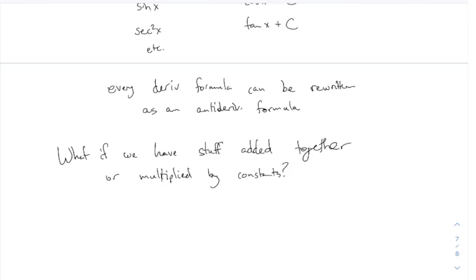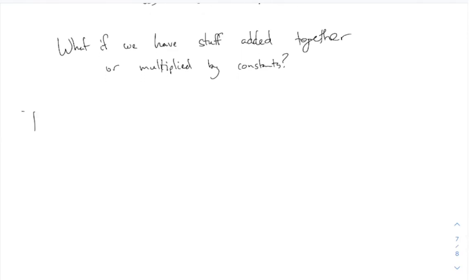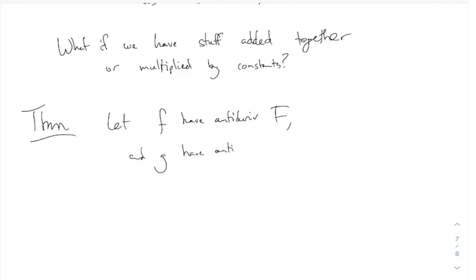It turns out these are handled very nicely, for the same reason that the derivative works nicely when you're adding things together. If you're actually multiplying two functions, you have to use the product rule, which is a pain. But if you're just adding, you don't have to do anything special. You just add up the derivatives. The same is true for the antiderivative. So I'm going to write this as a theorem here. I'll say let little f have antiderivative big F, and the little g. Let's say we have two different functions and they have two different antiderivatives. Have the antiderivative, the big G.